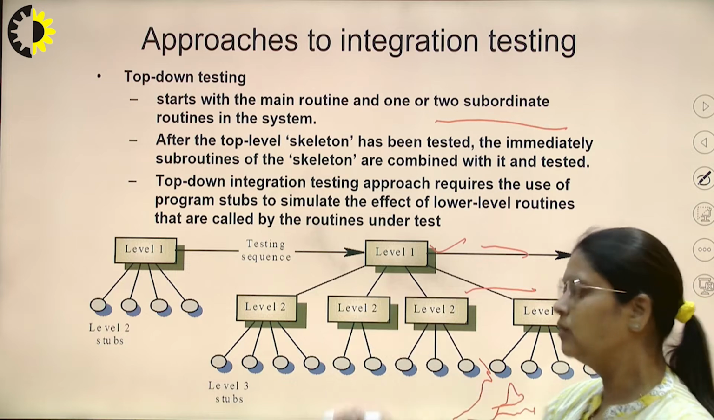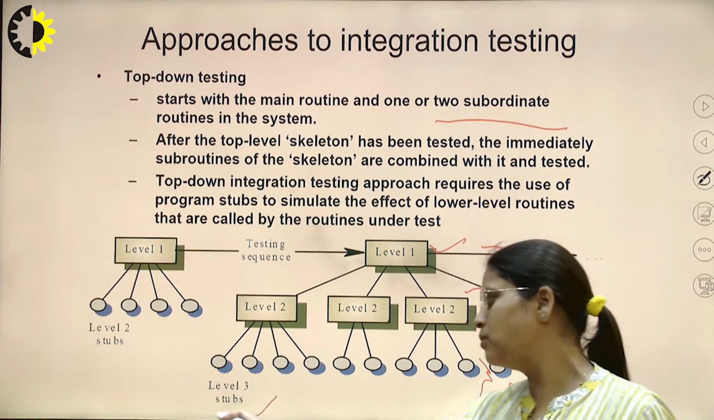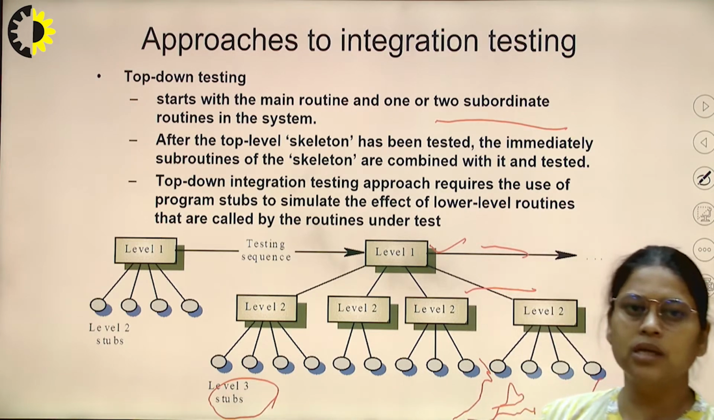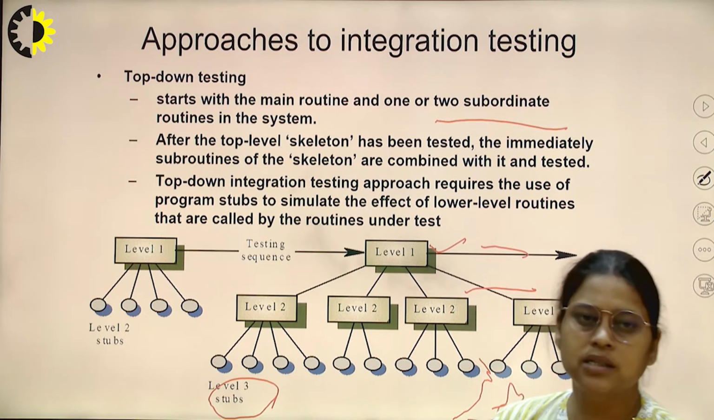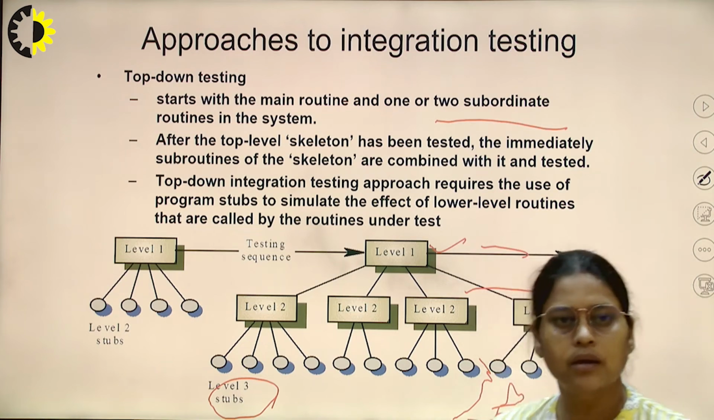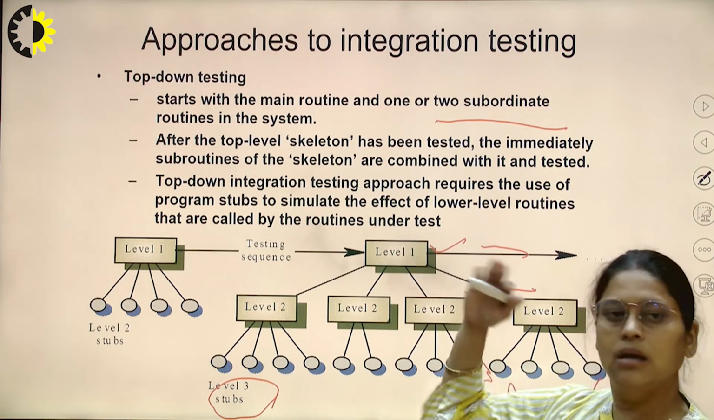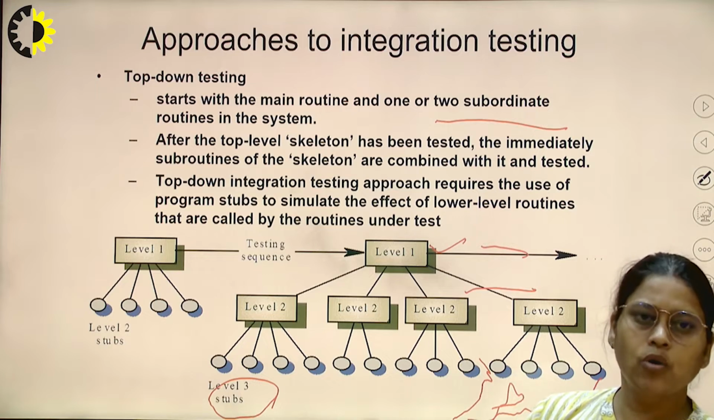Then we go to level N, and there is a need of generating some stubs in this testing. At the time of the top-down approach, there is a need of generating these stubs, because we start with the main module. There is no need of a driver in this case, because we start the integration from the main module.